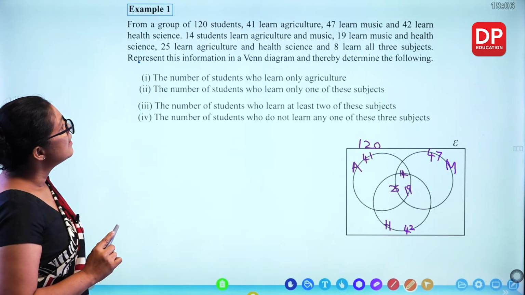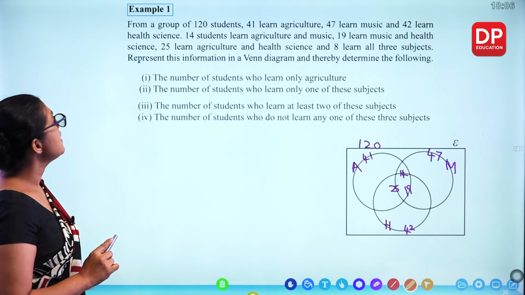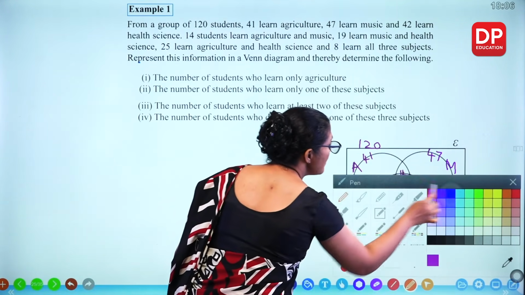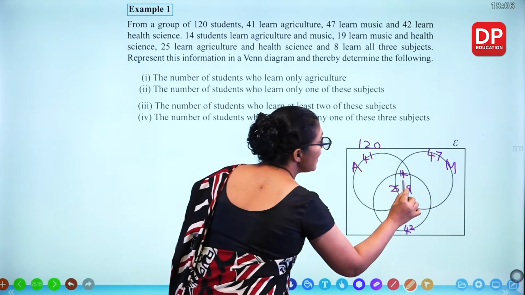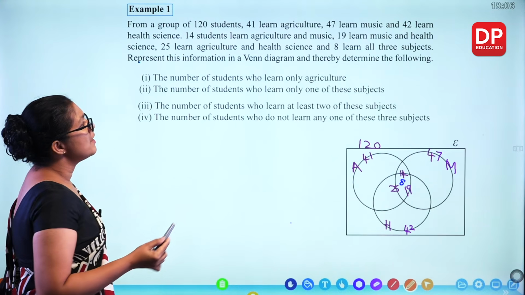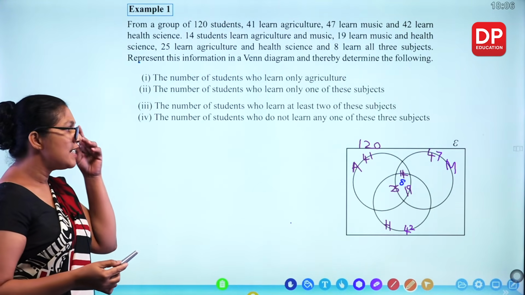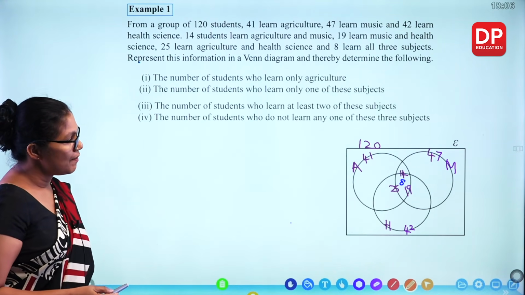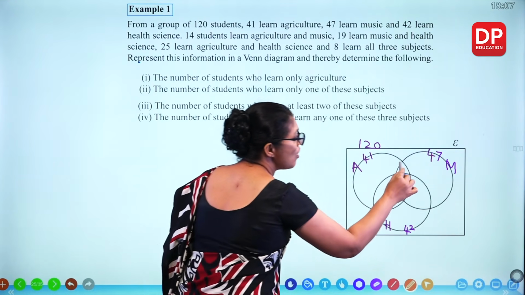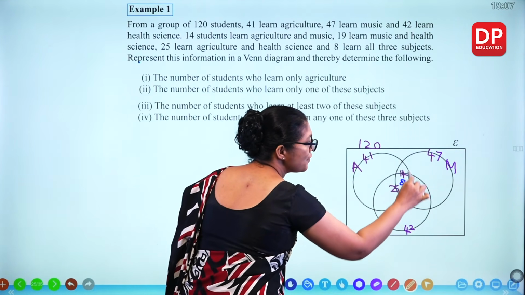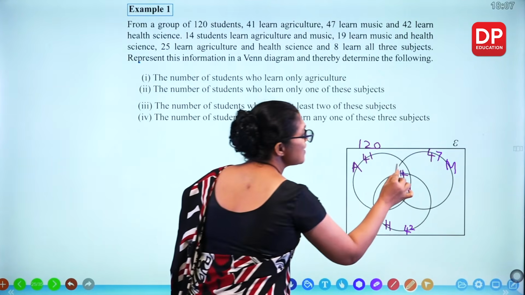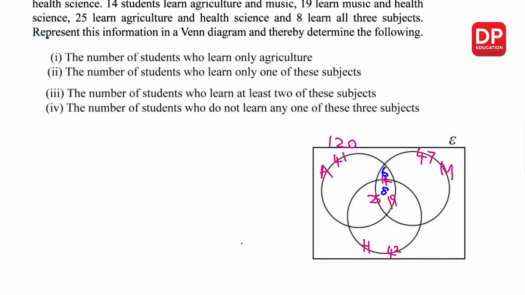And 8 learn all 3 subjects. So I can write 8 in the middle. 8 is here. The number of students who learn only agriculture. So we need to fill these information. Now we know 8 is in the middle. And also 14 for both regions. 14 minus 8, 6 should be here.